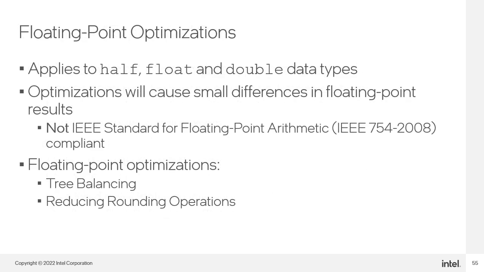When using floating point data types, there are a couple of optimizations you can turn on. Bear in mind that these techniques are not compliant to the IEEE standard for floating point arithmetic, that is IEEE 754-2008. Two techniques that can be used for floating point optimizations are tree balancing and reducing rounding operations. We will look at each of these techniques shortly.